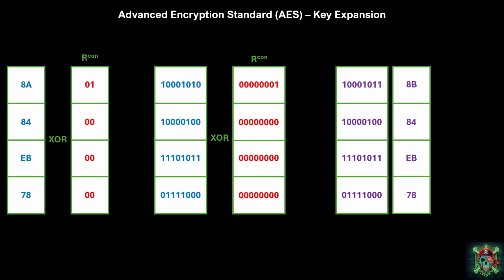XOR stands for exclusive OR, and it's a logical operator that states if the 2 inputs are the same, then the output is false, 0, else true, 1. First, we need to convert our hexadecimal values to binary. Then, we compare each binary digit from our key value to the corresponding digit from the round constant. If both values are the same, then the output becomes 0, otherwise it becomes a 1. We do this for each of our 4 values and then convert it back to hexadecimal.